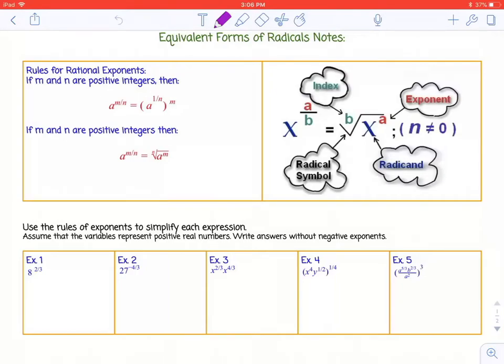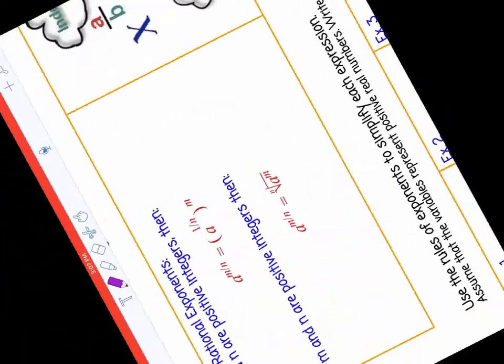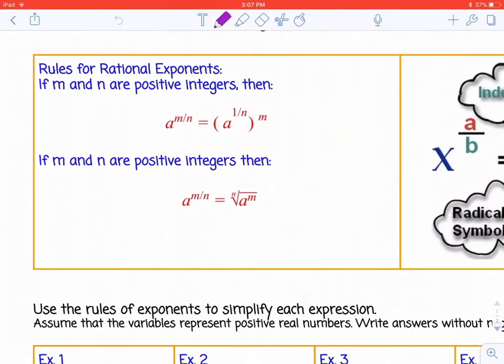Forms of radicals. So the rules for rational exponents are, if m and n are positive integers, then a to the m over n power is equal to a to the 1 over n to the m power. So an example for that would be a to the 2/3 power, which is equivalent to a to the 1/3 power times 2. That's a way that we can rewrite something.